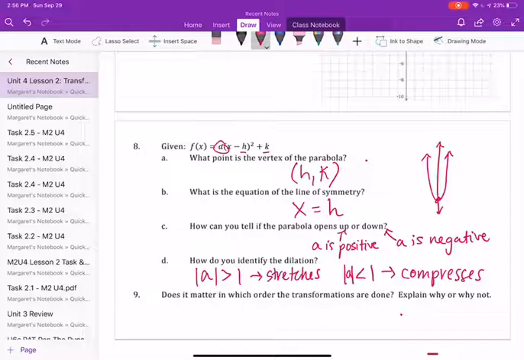The answer to number 9 is no, it does not matter, and this is because only one of them is a non-rigid transformation, so you can do any of them in any order that you'd like.